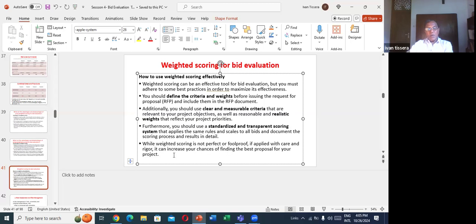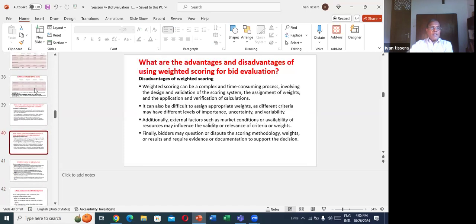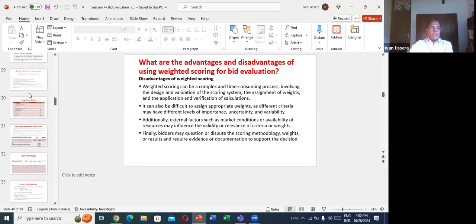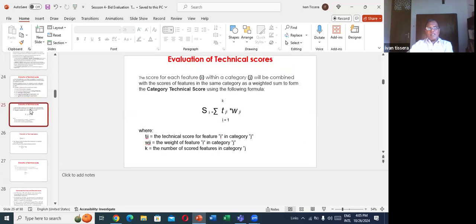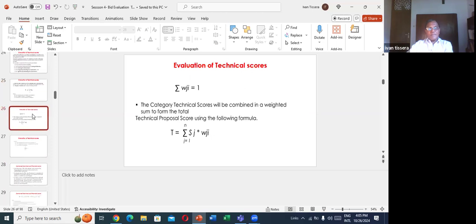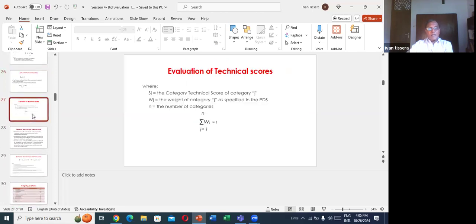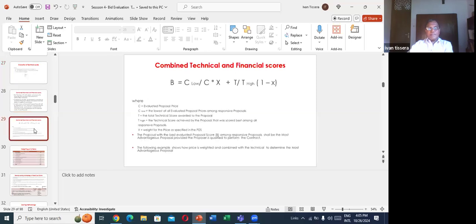Okay, and so whatever it is, that is also a way to identify. So I think the rated method is also a good tool we can use for complex evaluation, right? It has some calculations: how to calculate the technical score, how to calculate the combined score, this one.